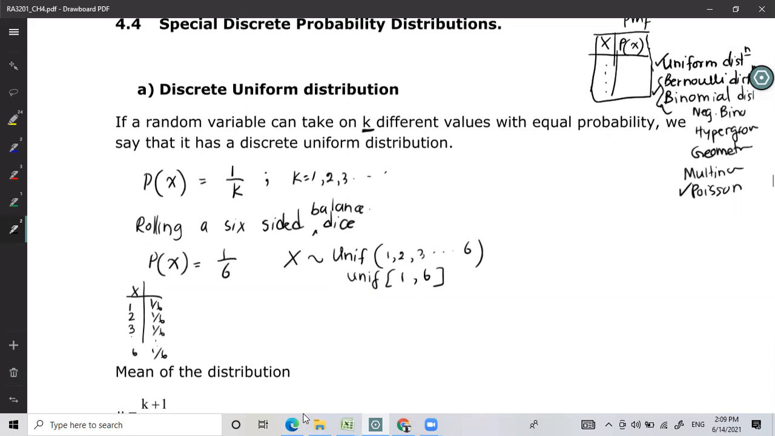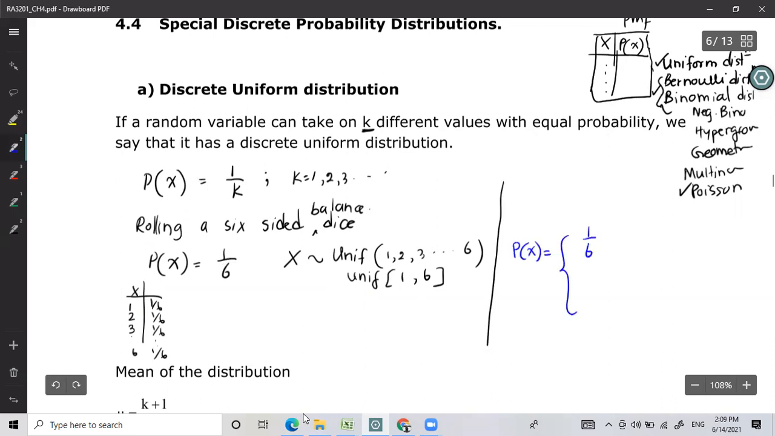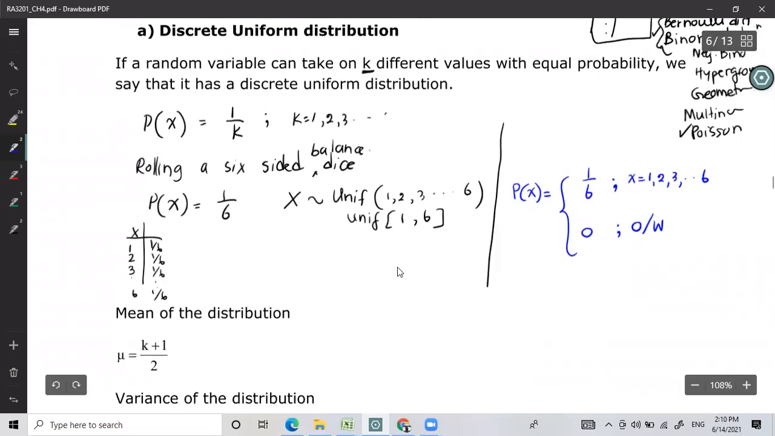And if you write it in the correct way, according to the rules, it will be something like this: P(x) equals 1/6 when x is 1, 2, 3, or up to 6, and 0 otherwise. OW is for otherwise. Sometimes we use EW, elsewhere. So this is the usual way we represent a PMF. You don't need a table or anything, and you can still get the idea.